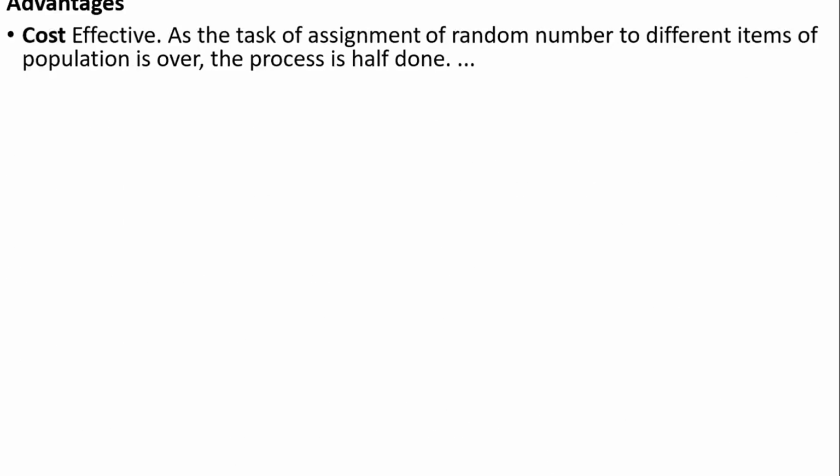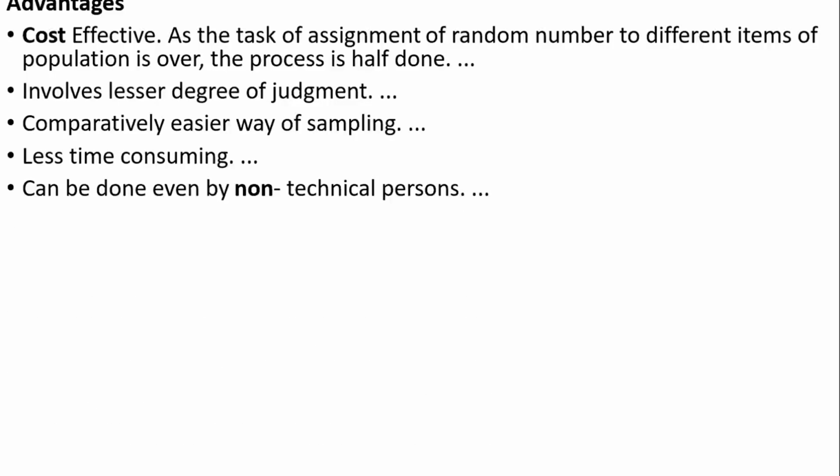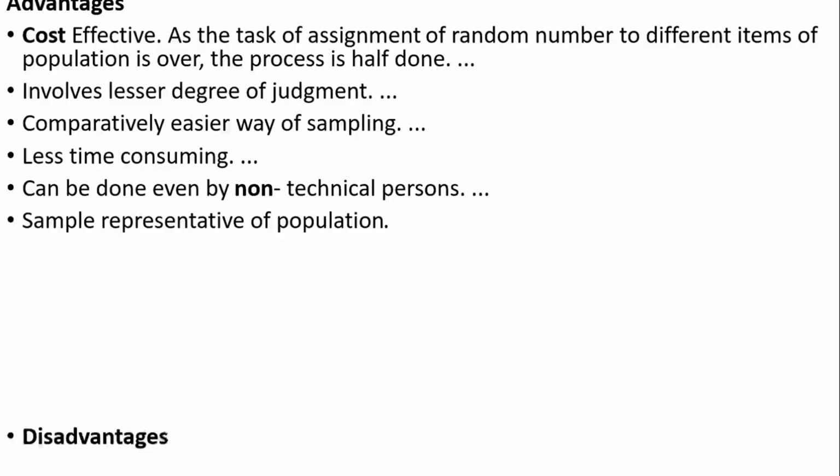Advantages include being cost effective. As the task of assigning random numbers to different items of the population is over, the process is half done. It involves a lesser degree of judgment, is a comparatively easier way of sampling, is less time consuming, can be done by even a non-technical person, and the sample is representative of the population.